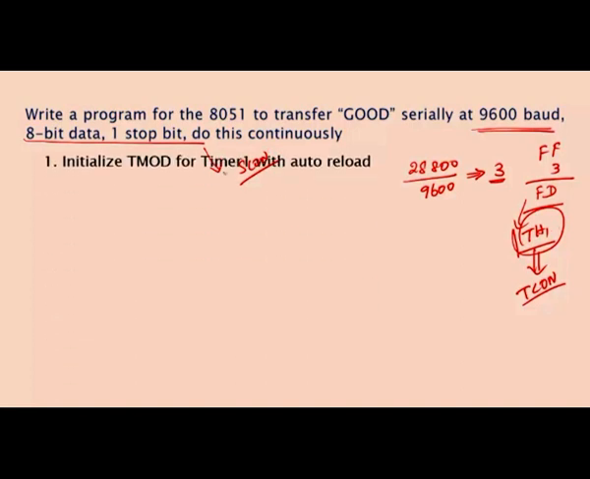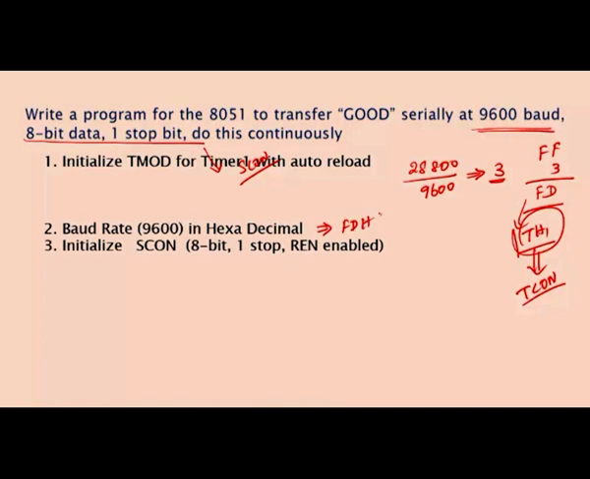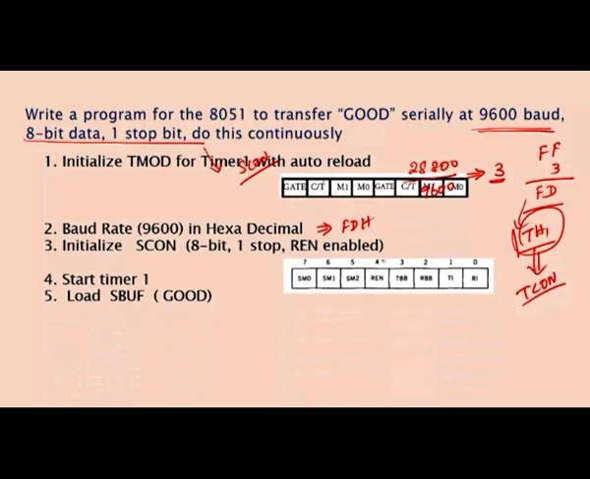So, first initialize the timer mode with the auto reload function, right. Then the baud rate is calculated with the FD value. Then the SCON format, according to that we will do it, then start the timer, then load the value into SBUF with the given word, right. So first we will give the G, then O, D. Either you can give them one by one, or you can initialize the memory and call it one by one.